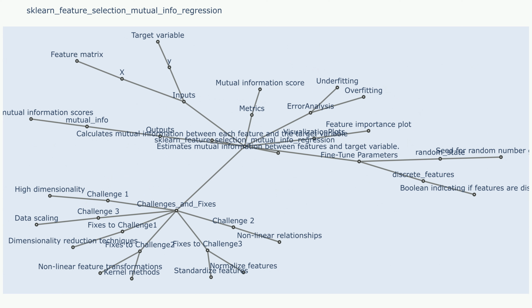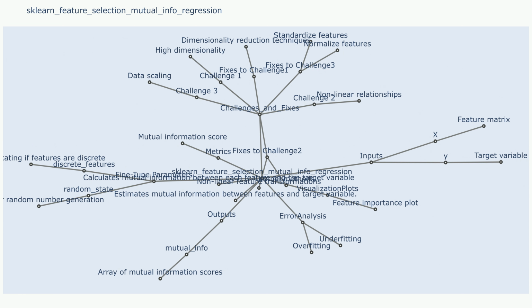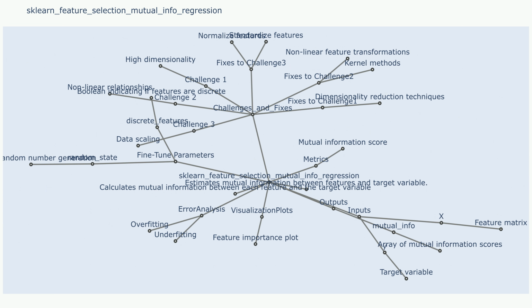Compute the mutual information for each feature using the formula MI(X, Y) = H(X) + H(Y) - H(X, Y), where H(X) is the entropy of feature X, H(Y) is the entropy of the target variable Y, and H(X, Y) is the joint entropy of X and Y. Metrics: mutual information (MI), a measure of statistical dependence between features and the target variable. Higher MI indicates stronger relevance.